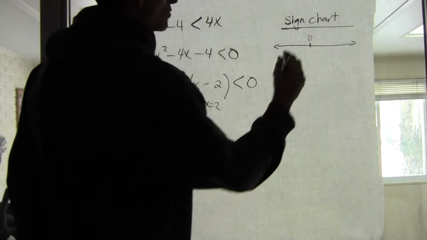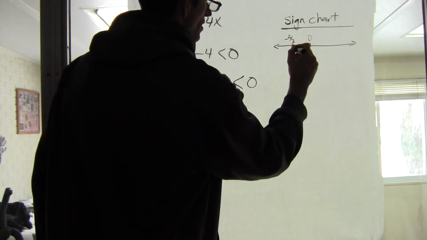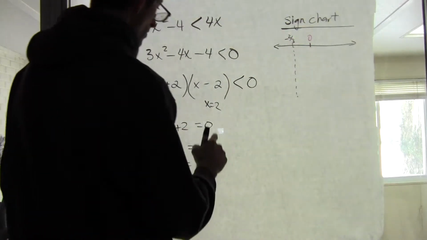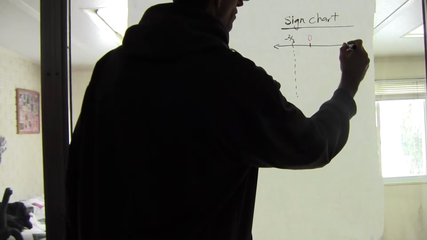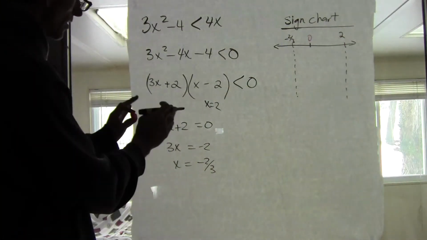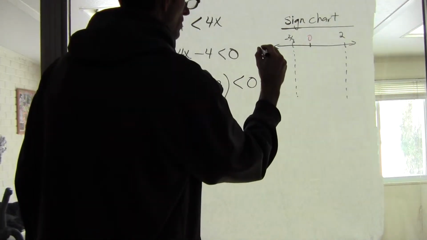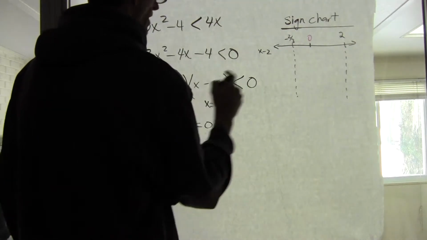And now negative 2 thirds, I'm going to put right about here. Negative 2 thirds. Put my little dashed line down it. And then the other key point is 2. So I'm going to put that over here. 2, put my little dashed line. And then you're going to write the different factors, if you will. So it's x minus 2, and it's 3x plus 2.